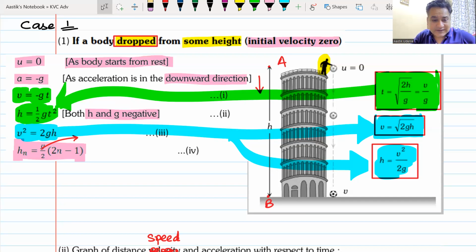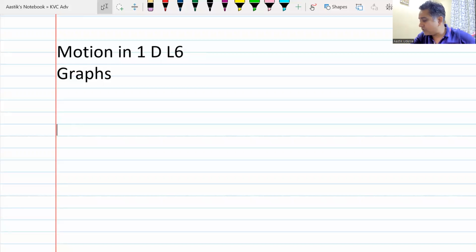Now let us not waste any more time. I see that everyone is joining back. So let us now move on to today's discussion, and today's discussion will be on graphs. And what I feel is that you might get a question on graphs. There's a very high probability of getting a question on graphs in motion in 1D. So this is probably what is going to make or break your question from this particular chapter.